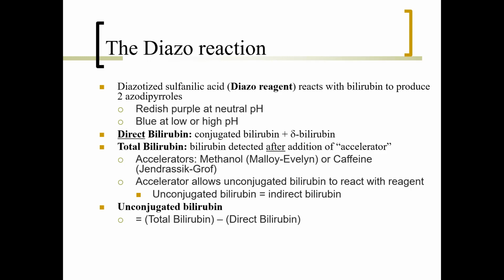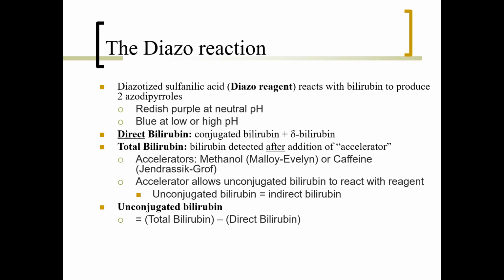Direct bilirubin is conjugated bilirubin plus the delta bilirubin. Total bilirubin includes the direct bilirubin plus the indirect bilirubin. Indirect bilirubin is unconjugated. The way that we get unconjugated bilirubin to be detected by the total bilirubin test is by adding an accelerator. Accelerators include methanol or caffeine, and there's a particular protocol that you would follow in order to add that accelerator.